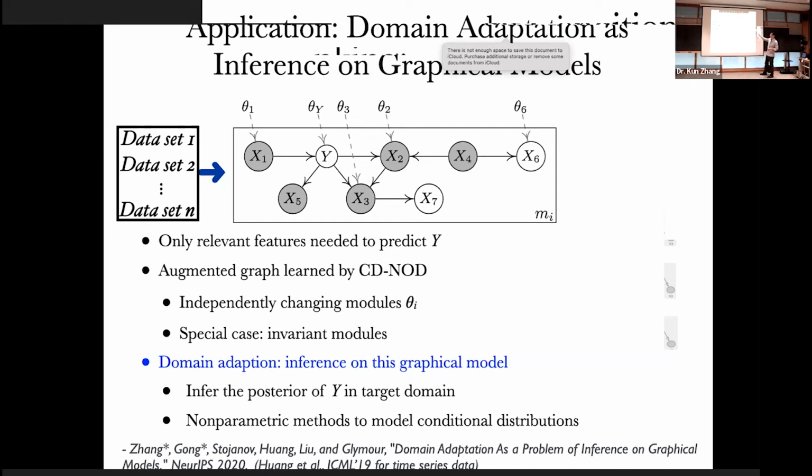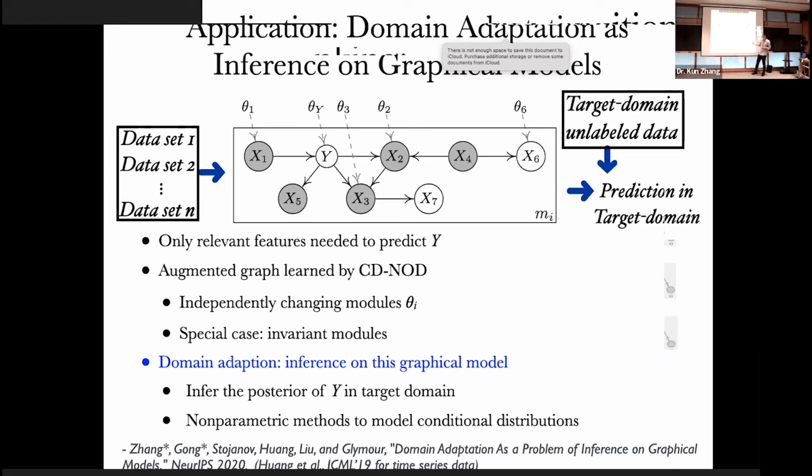Essentially, the method consists of 3 steps. First, we learn this augmented graph as a compact representation of the change in the distribution. If there's a theta into a variable, it means that for this variable, the conditional distribution given its parents can change across domains. That's it. Then, given this graphical representation, we can also learn the prior distribution of the latent variables theta, which denotes the variability, how much this conditional distribution can change across domains. And then in the target domain, we just do inference, right? We try to infer the posterior distribution of the target variable given the values of some other features. That's it. So it's a standard thing.